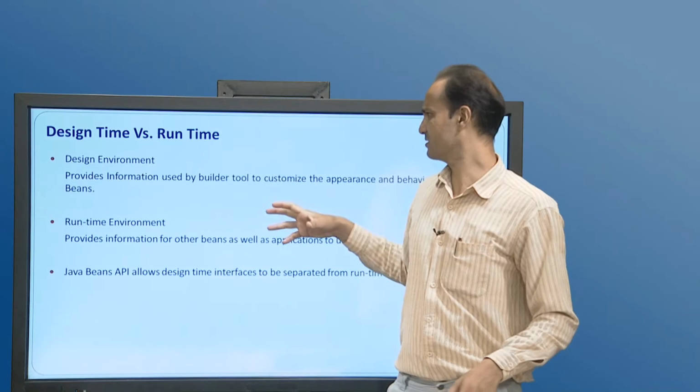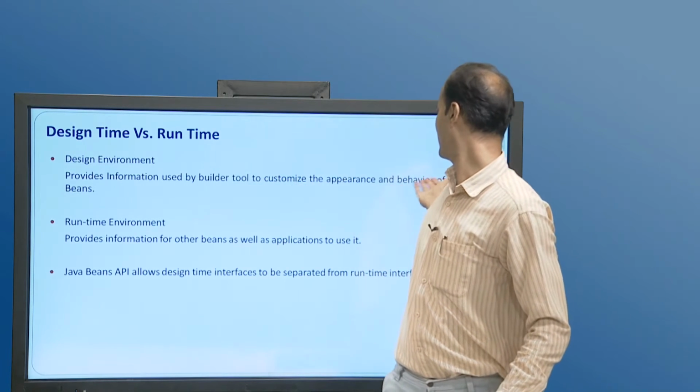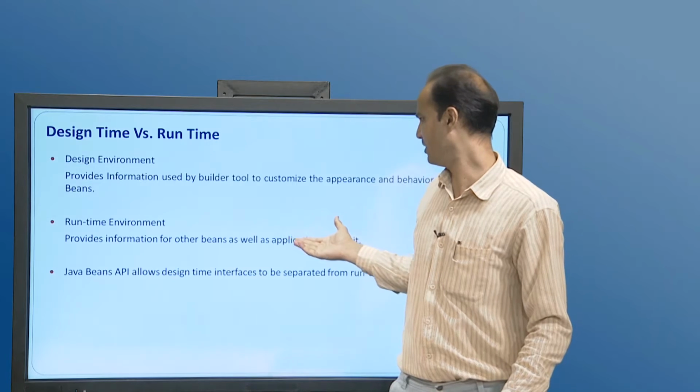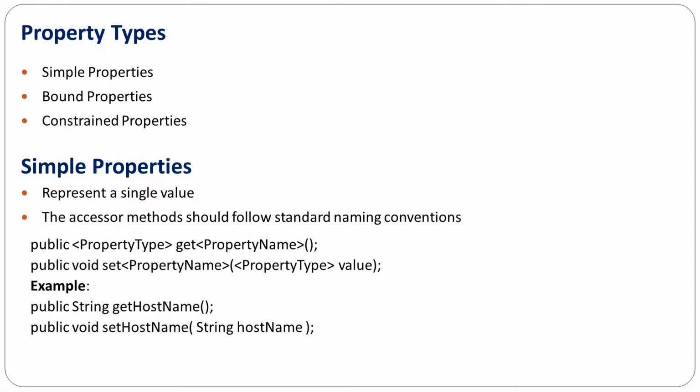Now, design time versus runtime. Design time deals with the builder tools, which reflect the appearance and behavior. Runtime environment is all about the applications to be used, and the Java Bean API allows design time interfaces to be performed. Then we can discuss the property types.